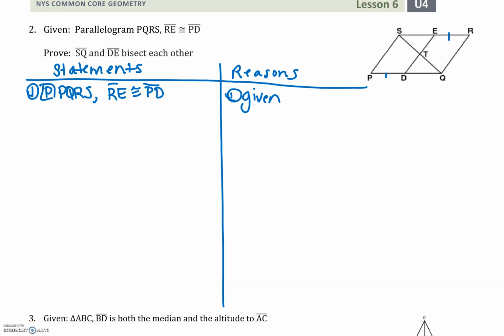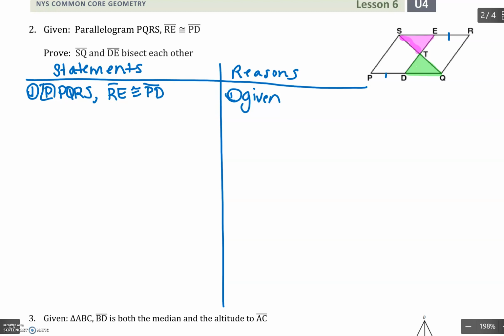So what I need to do is figure out triangles that can end up congruent from the information in my given. There's a bunch of them, but I want to pick ones that are going to have pieces so I'll be able to show SQ and DE bisect each other, meaning cut each other in half. So I need to pick these 2 triangles so that I can use the pieces of SQ and DE. I don't want to use the whole SQ and DE. I want halves of them because the bisect cuts things in half.